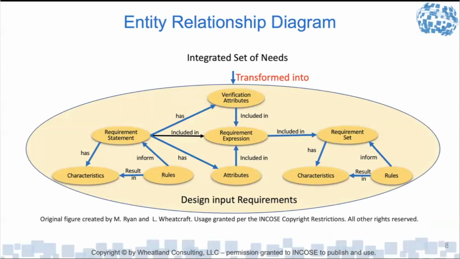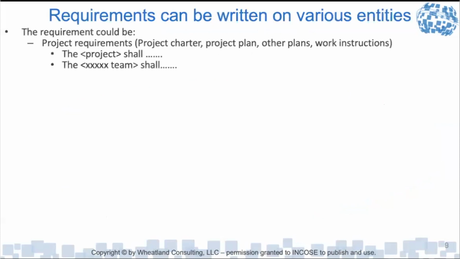And I broke out the verification attributes because it's very important that when we're writing our requirements that we think ahead to verification. One of the key characteristics is that it's verifiable. Well-formed requirements are verifiable, so it should be obvious how you're going to verify that the requirement has been met. And then the requirement expressions are included in the requirement set, which again has characteristics for a well-formed requirement set, and there are rules that help inform the set and result in having those characteristics.